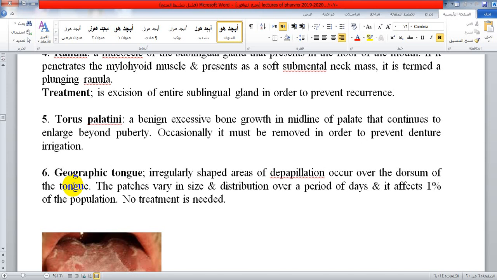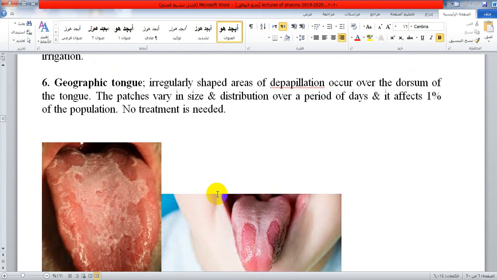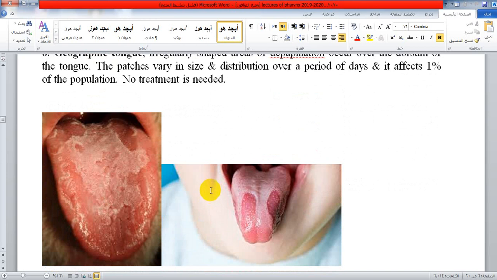Geographic tongue, irregularly shaped areas of depapillation occur over the dorsum of the tongue. The patches vary in size and distribution over a period of days, and it affects 1% of the population. No treatment is needed. Also, this is very common, and people are afraid of it and take antibiotics, and some fear it is a tumor, while actually it does not need any treatment.